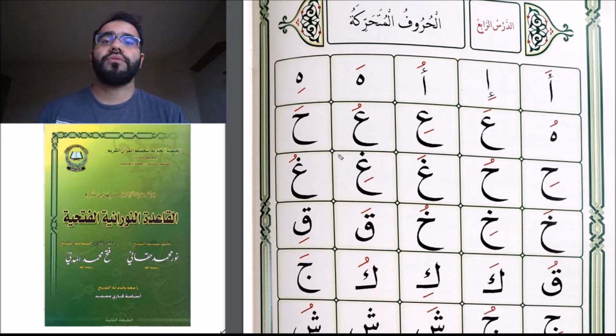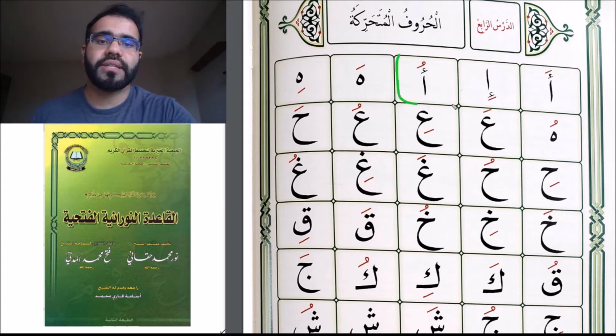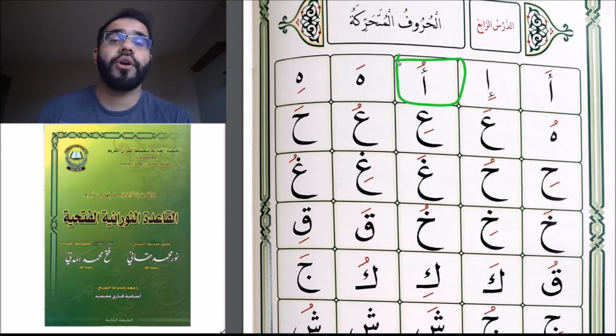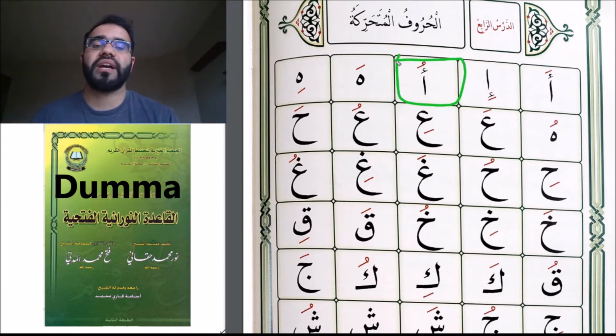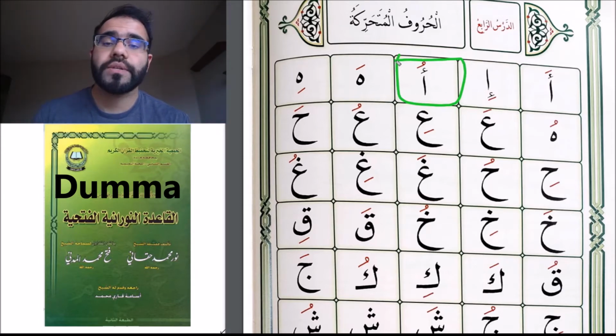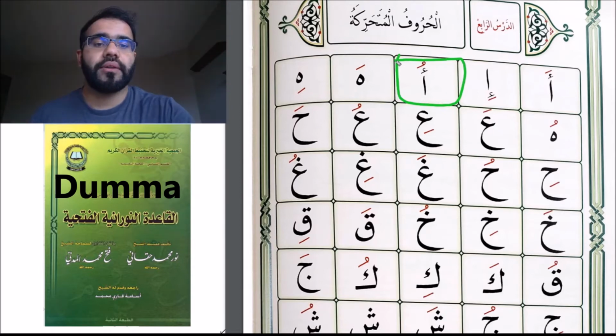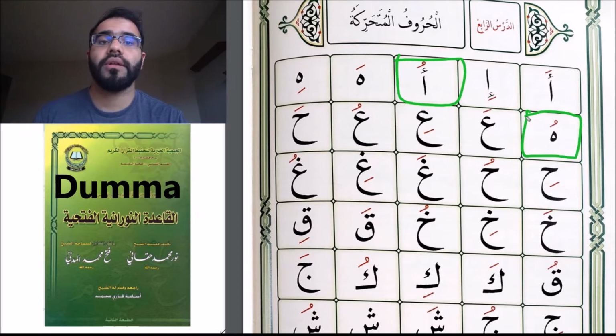Now moving on to the third one. If you look at this box now, you have this little circular mark up there. We call that damma. Damma is basically like the oo sound. Over here you have an alif with a damma, so it makes the oo sound. Now you have the ha that has a damma. We would say it as hu.